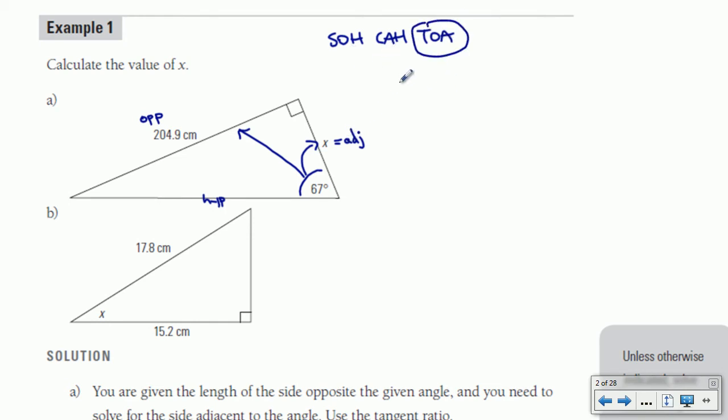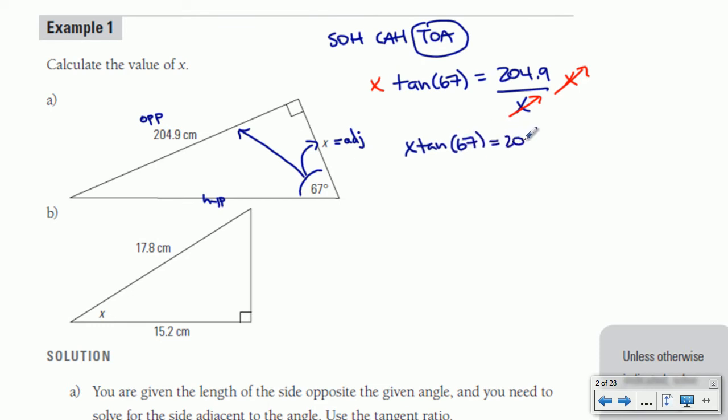It's this one. So we're going to go tan of 67 equals opposite, which is 204.9, over adjacent, which is x, and we need to solve for x. If we're solving for x, the first thing we need to do is bring the variable upstairs, into the numerator, so multiply both sides by x. X divided by itself on the right side is just 1. So moving on, we'll have x tan 67 equals 204.9.